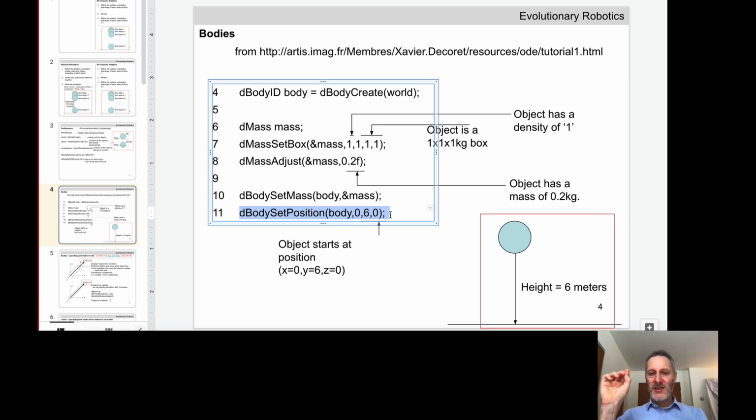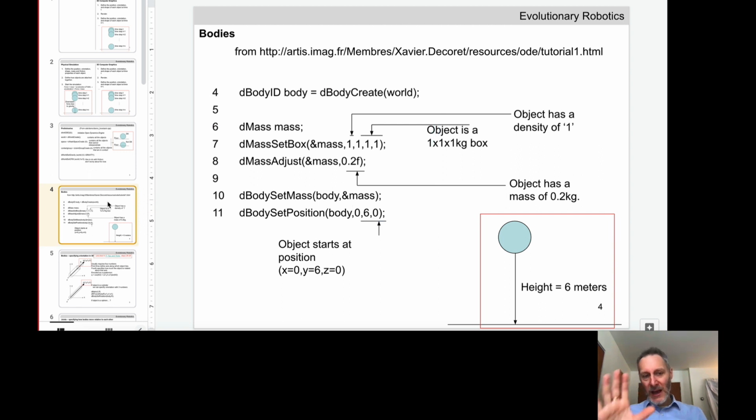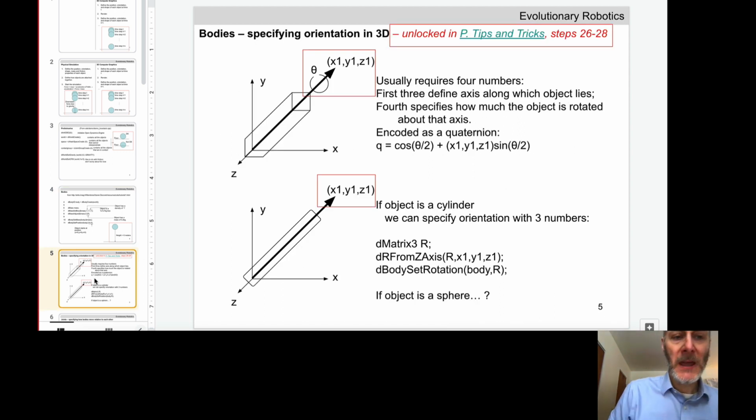So at time step 0, we want the object to be set at x equals 0, y equals 6 units off the ground, and z equals 0, and that's the initial position of the object. Again, in PyBullet you're doing this a little bit differently, but we're setting the initial properties of an object. So that's the mass and position of an object.